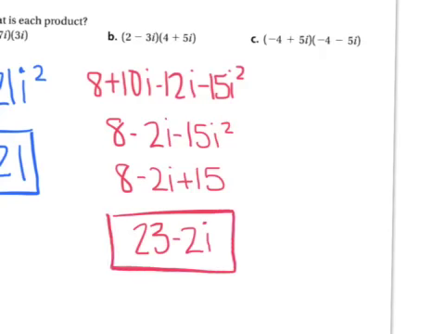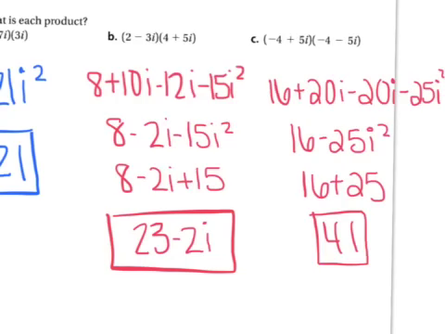You guys try C on your own. Okay, you guys should get 41. Who got 41? Yay, 41.